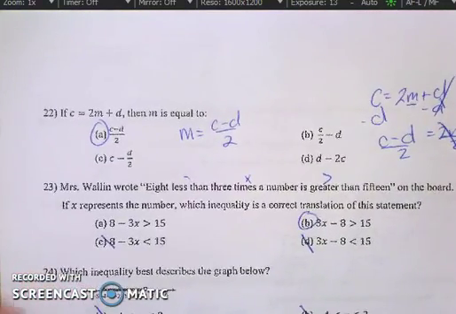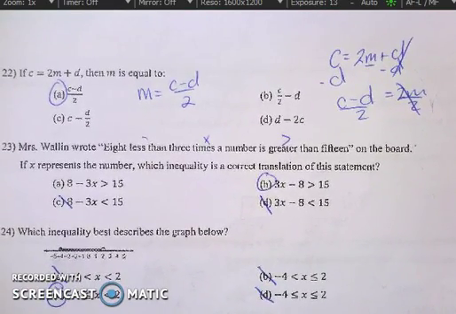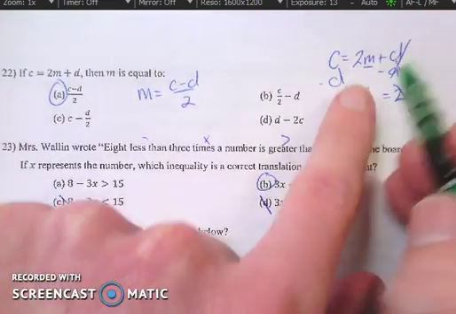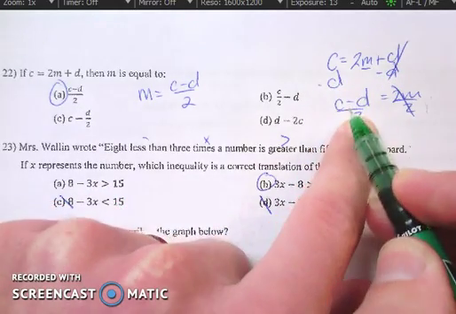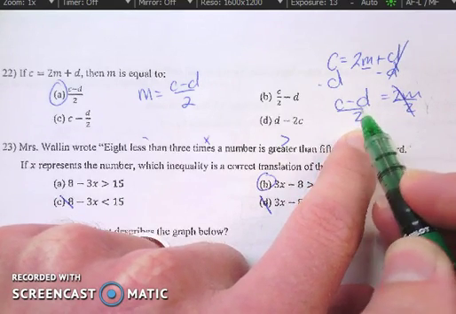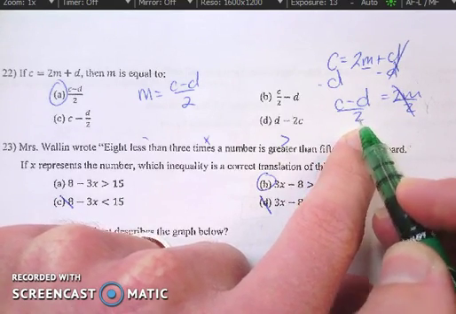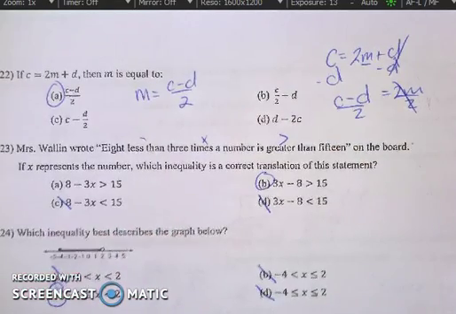This is what we call a literal equation. It is made up of variables. We want to get it solved for m. So when we come over here, we want to get m alone. To do that, we first are going to subtract d from both sides. That's going to leave us with c minus d. Then we're going to divide by 2, which would give us c minus d divided by 2 is what m should equal. And that's how we get A.